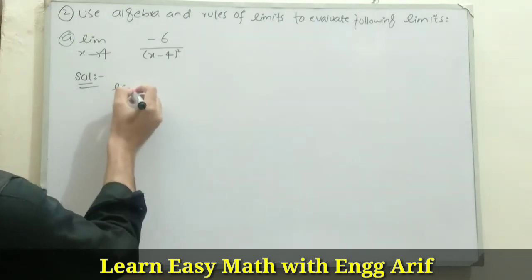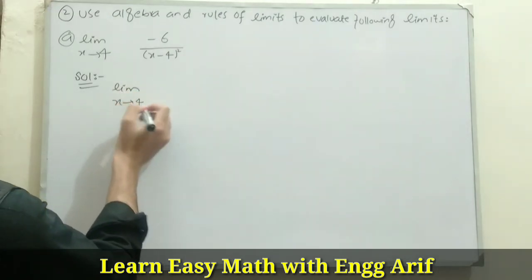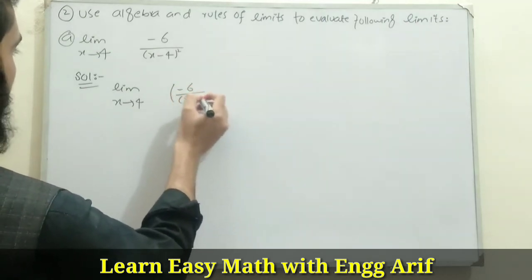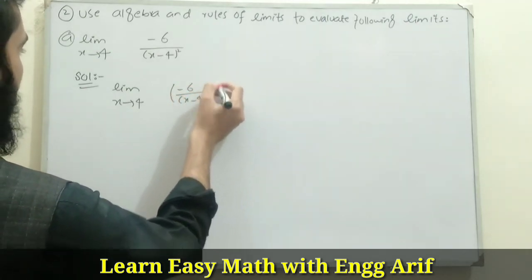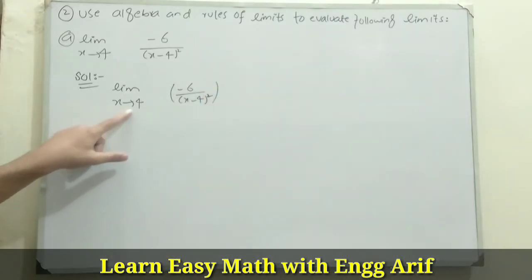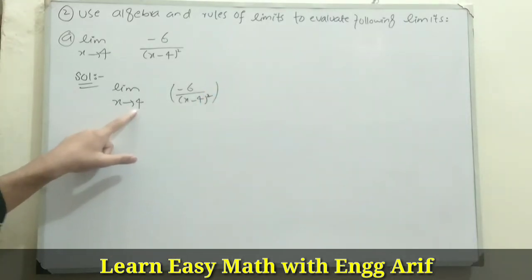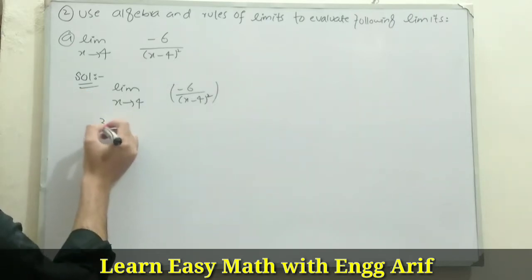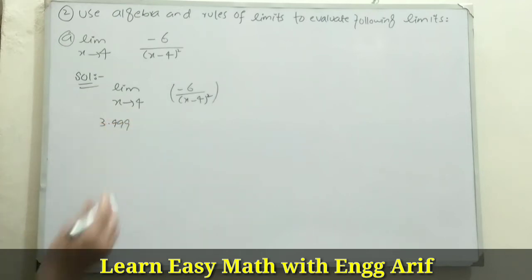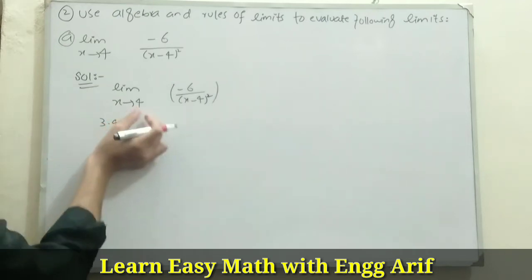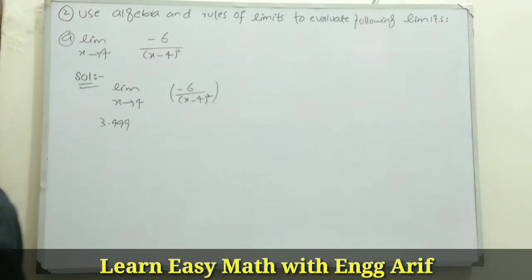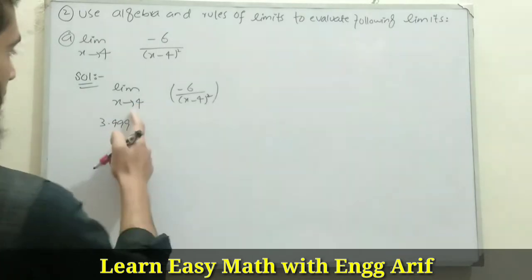Limit x approaches to 4 and we are given minus 6 divided by x minus 4 whole square. So x approaches to 4, we can also say that x tends to 4. So it means that the value of x is 3.9999, very close to 4. 4 is not the actual value. So here we will put the value of x as 4.